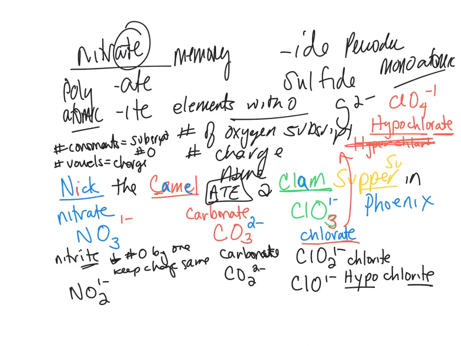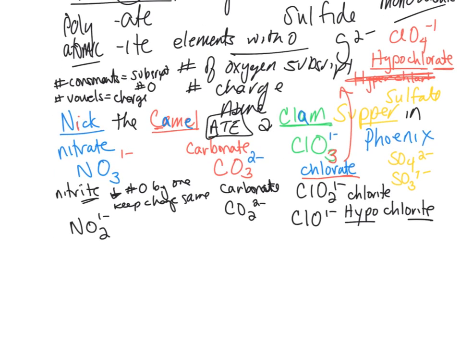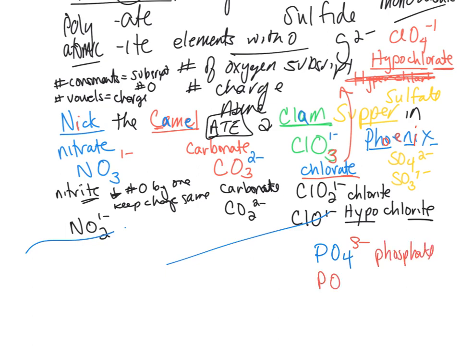Sulfur is sulfate. So sulfate is SO4, 2 minus. Sulfite would be SO3, 2 minus. And then Phoenix would be PO4, because you got 4, and then you got 3 vowels, so that's 3 minus, that's phosphate. And then you have phosphite.